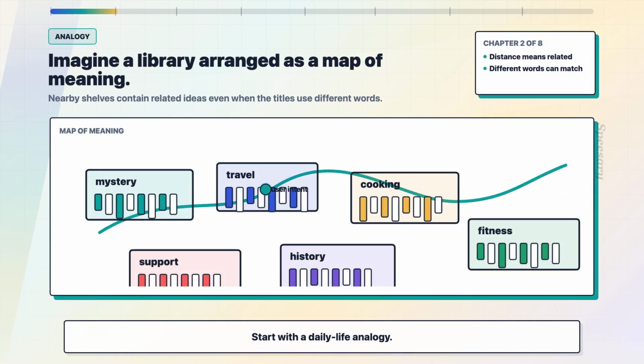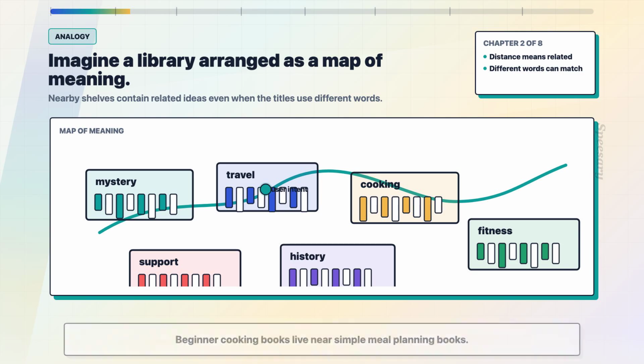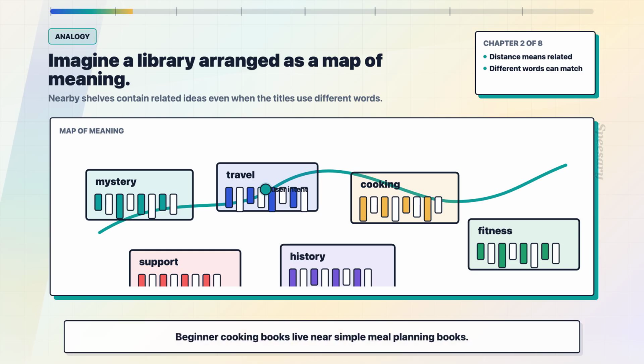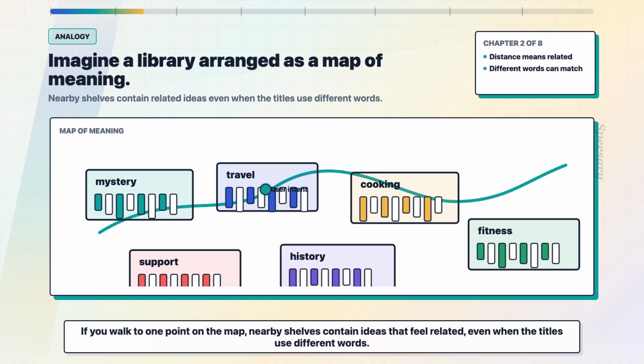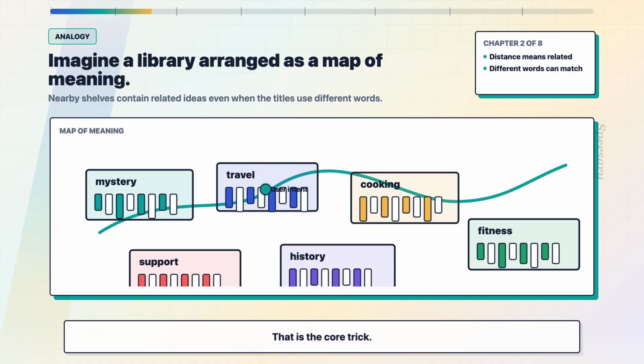Start with a daily life analogy. Imagine a huge library where books are not arranged alphabetically. Instead, every book is placed on a giant map of meaning. Mystery novels live near detective stories. Beginner cooking books live near simple meal planning books. A book about marathon training sits closer to sports nutrition than to medieval history. If you walk to one point on the map, nearby shelves contain ideas that feel related, even when the titles use different words. That is the core trick.